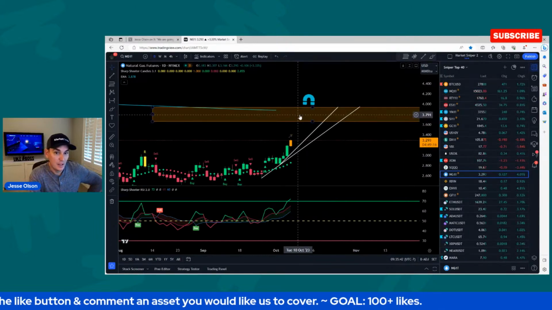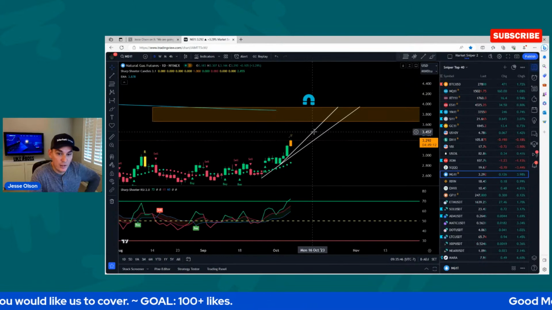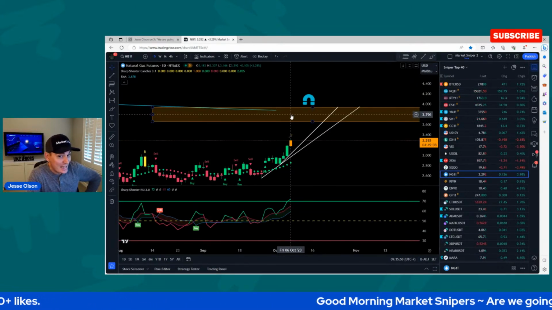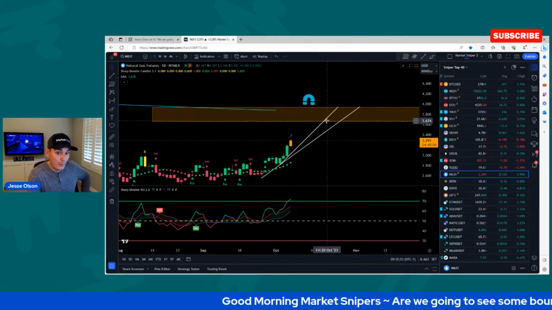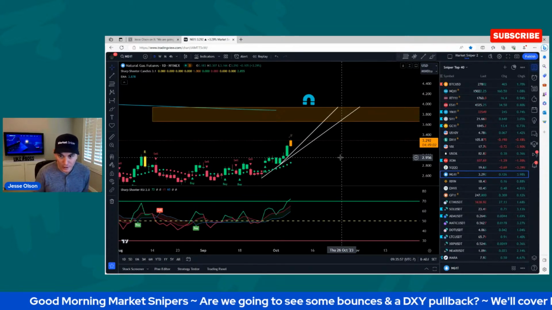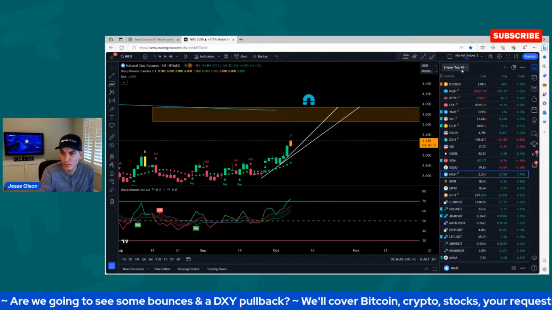And maybe you consider taking profit either on a breakdown of this trend line, or taking some off at a key target area, or both of them at the same time, right? So you just kind of got to decide what you're going to be doing on natural gas. Hope that helps. Let's jump over to Magnificent Seven.